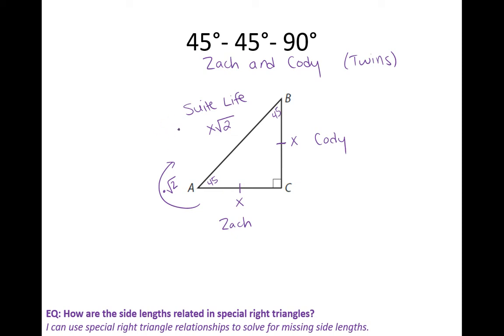If I go in reverse, or this works for Cody as well, I could take Cody and multiply by the square root of 2. If I happen to know the hypotenuse, or the sweet life, I can go in reverse and take whatever the value is for the hypotenuse, and I can divide it by the square root of 2 to find out one of the sides. And again, this is a special right triangle. It only works on a 45, 45, 90.